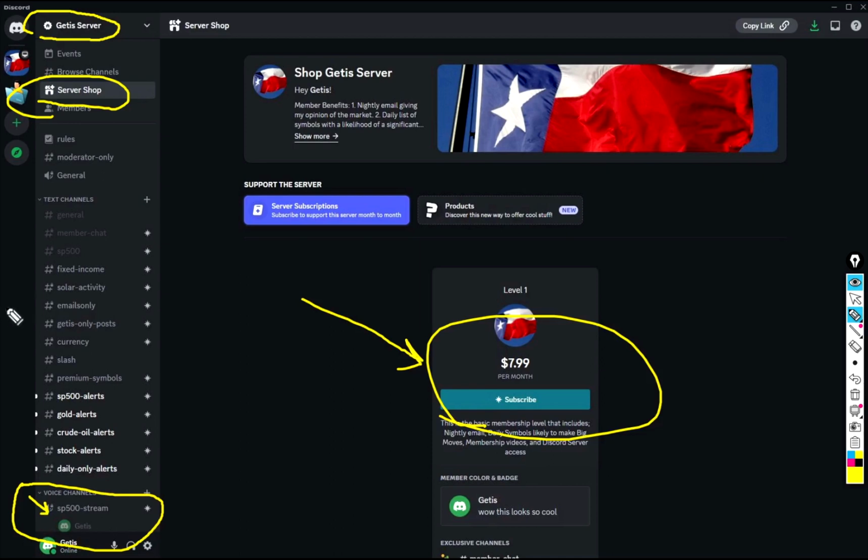If you want the nightly email, put your email address in the emails only channel, and you get the nightly email. What you get is an attachment of the S&P 500 chart and a few sentences of my opinion about what I think the market's going to be doing.